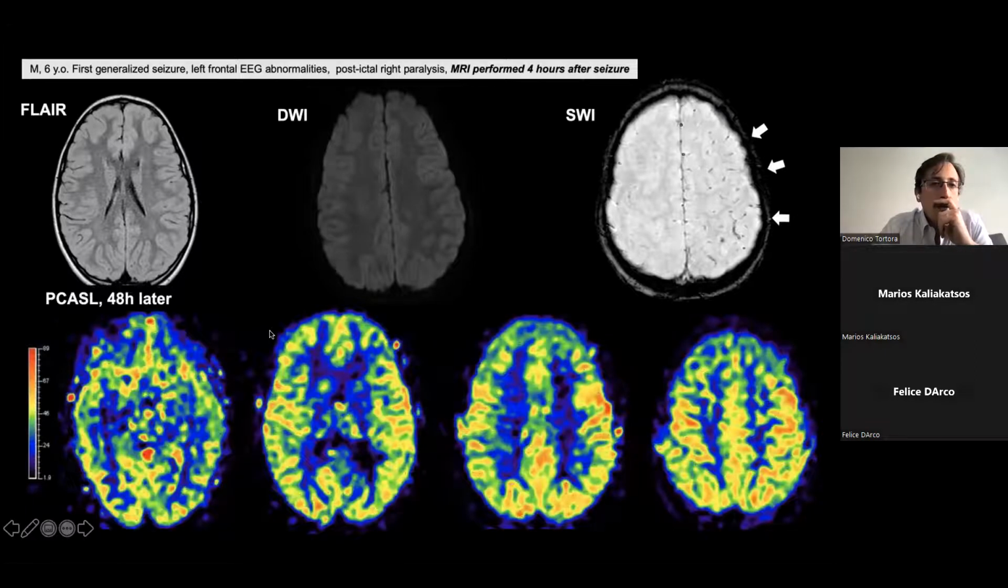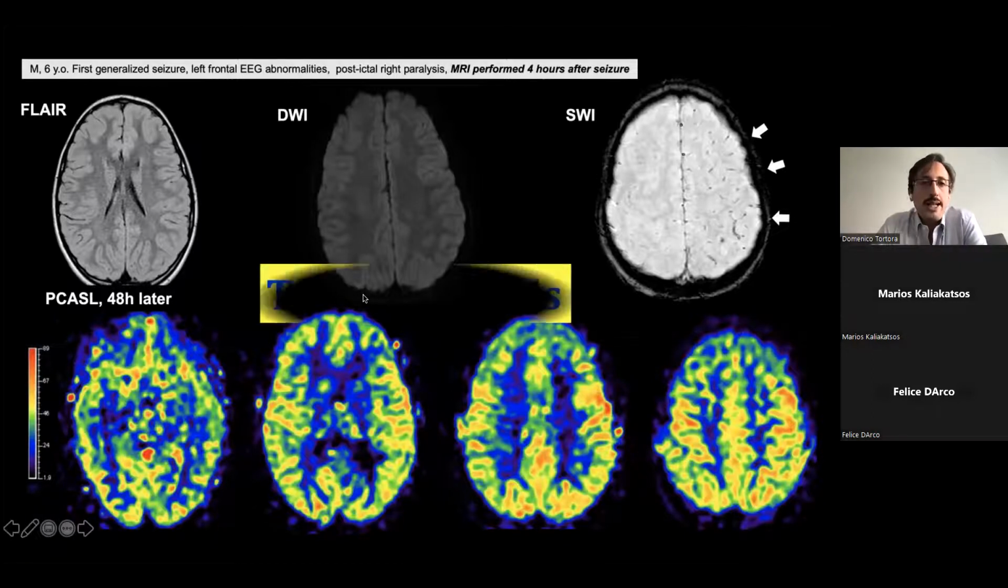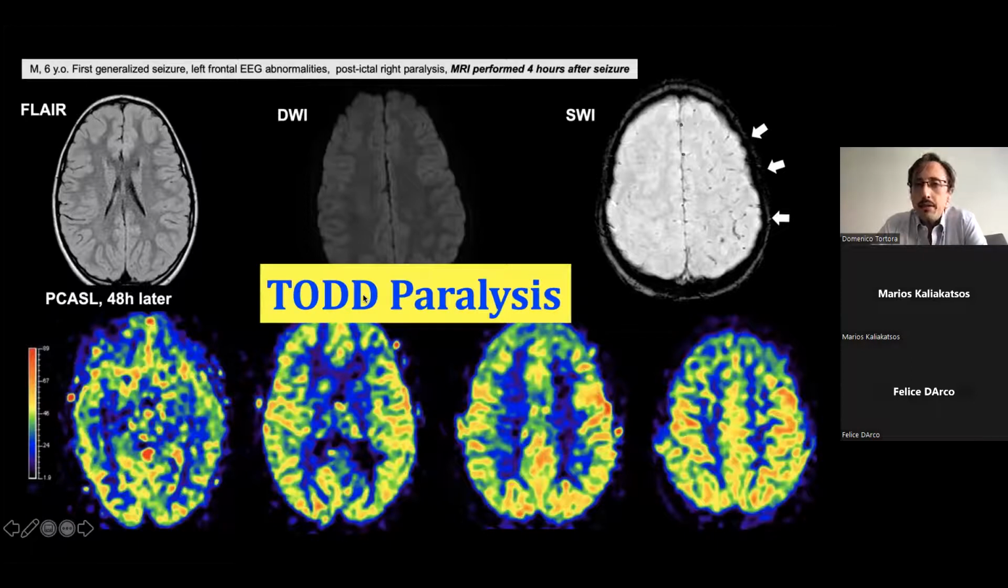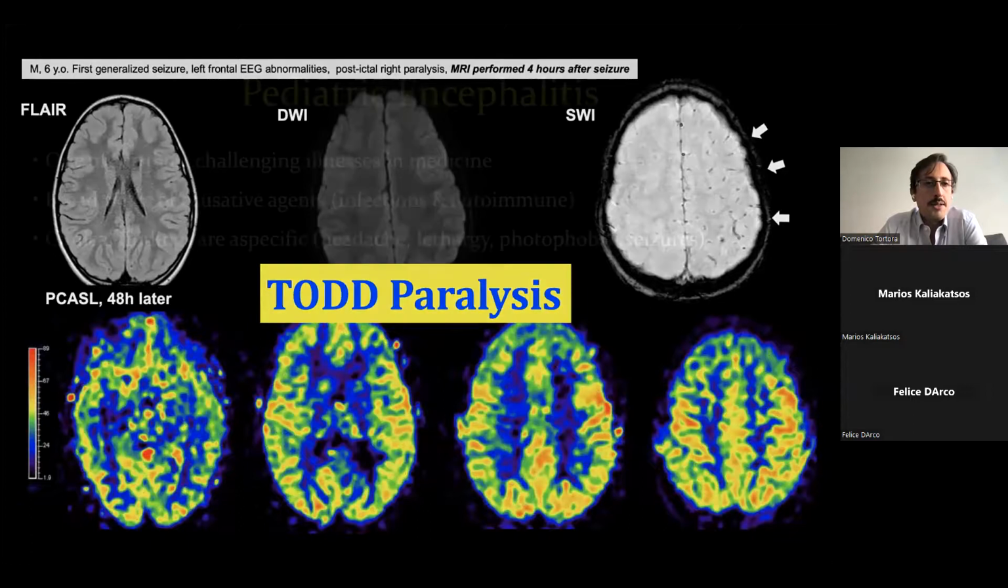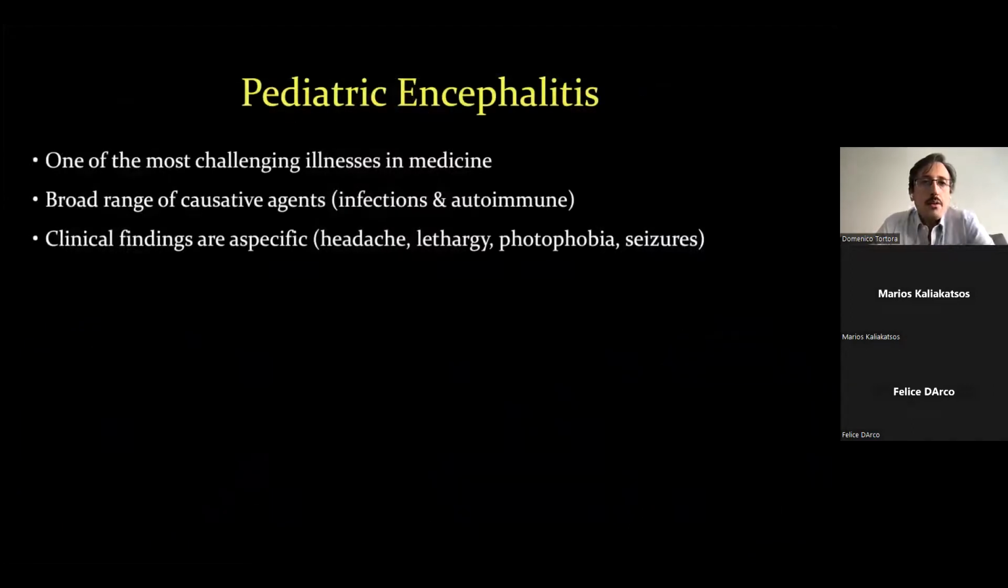After 42 days, with the resolution of the right paralysis, the perfusion pattern was normal. And this is the typical pattern of the third paralysis following epilepsy. Now, in the last part of this presentation, I think it's also important to see something about pediatric encephalitis.